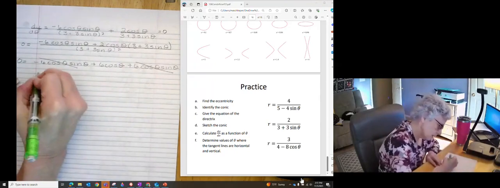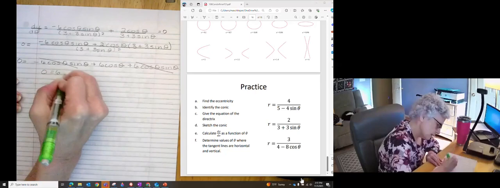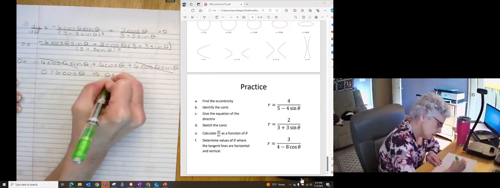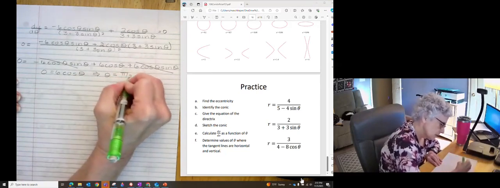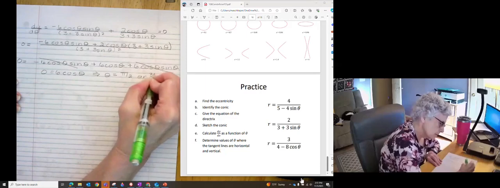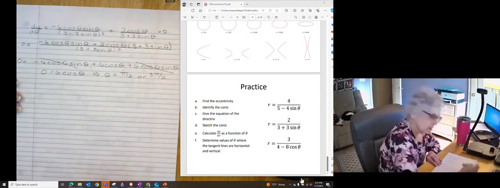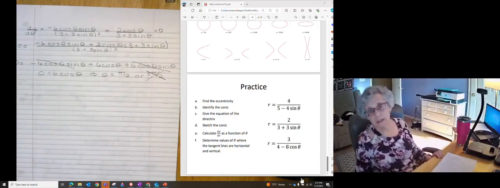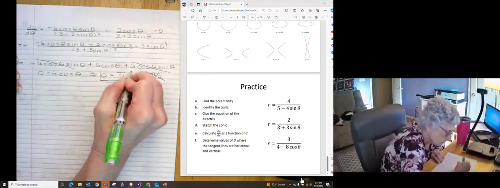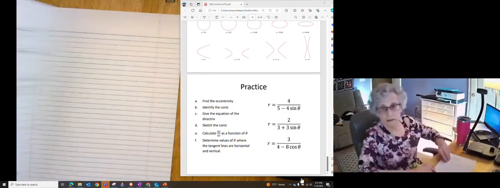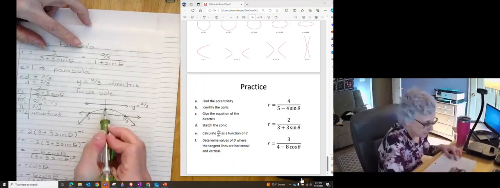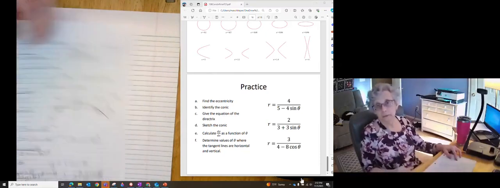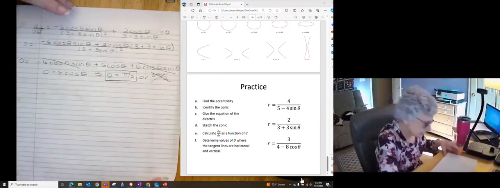That goes away. All I really have is cosine theta, which implies theta is equal to pi halves, or 3 pi halves, but 3 pi halves doesn't exist. Now let's look back at my picture. Oh, look at that. Yeah, it does have a horizontal tangent at pi halves.